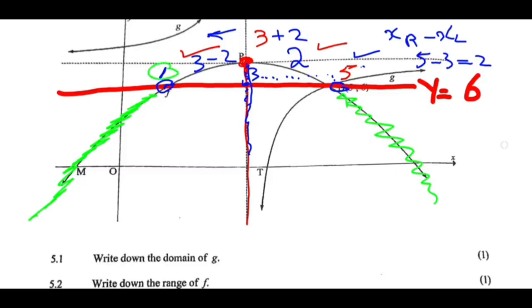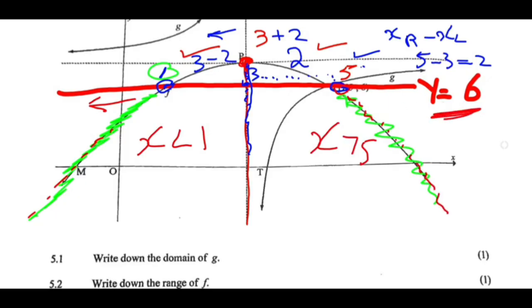So x value here 1. So x less than 1, the graph is all the way this side, the graph is down, down, down. And from this point x greater than 5, all the way the graph is going to be down below the y value 6. So this is my final answer. You're going to say x less than 1 or x greater than 5. This is my final answer.